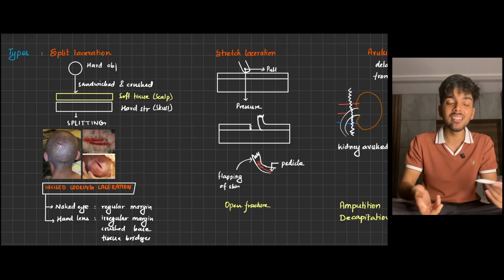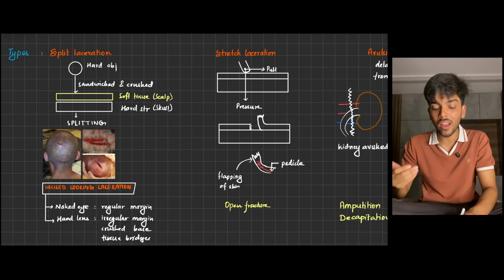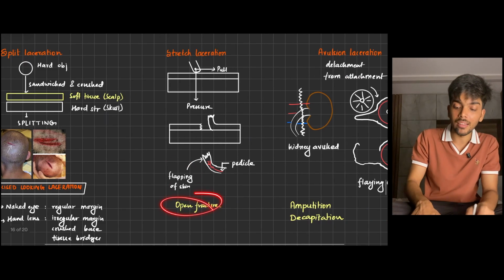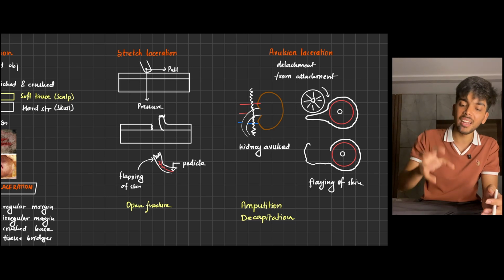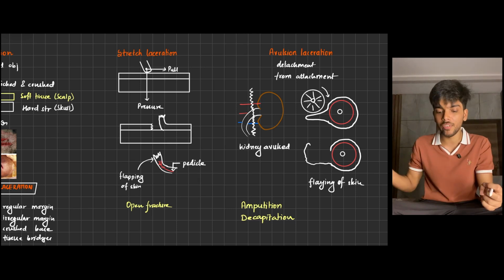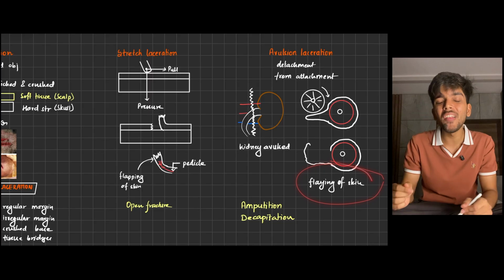In stretch laceration, there is pressure with pull resulting in flapping of the skin, seen in open fracture. In avulsion laceration, there is detachment from attachment. The tissue, the organ is completely detached from its point of attachment. You can appreciate flaying of skin.